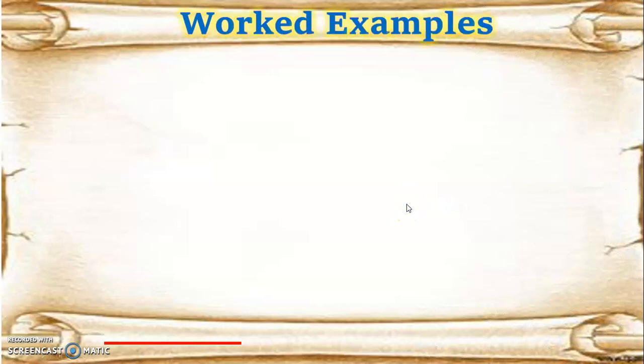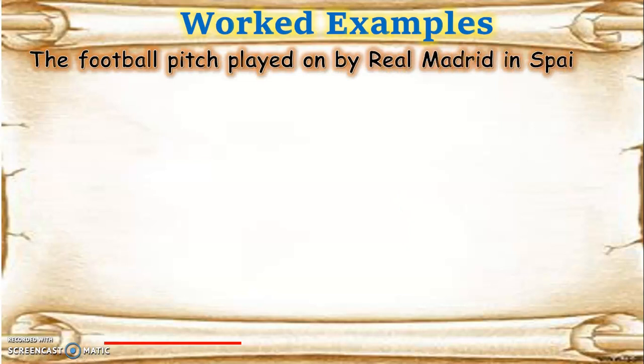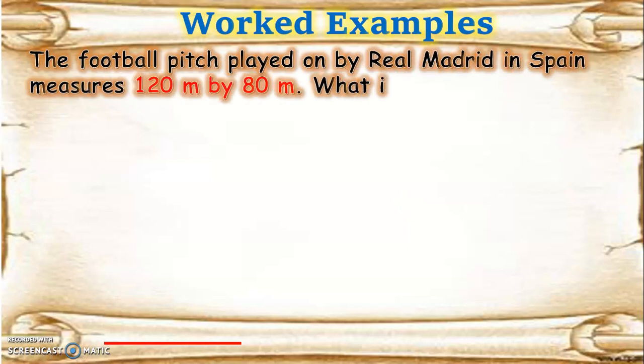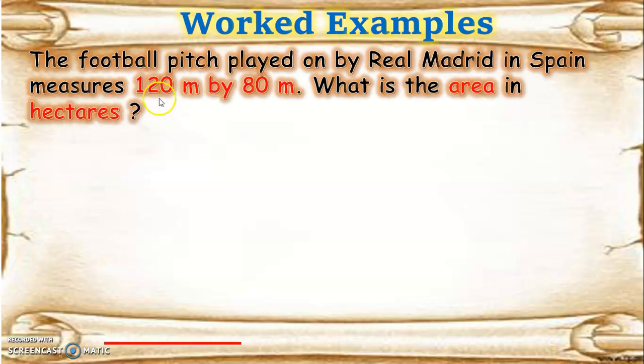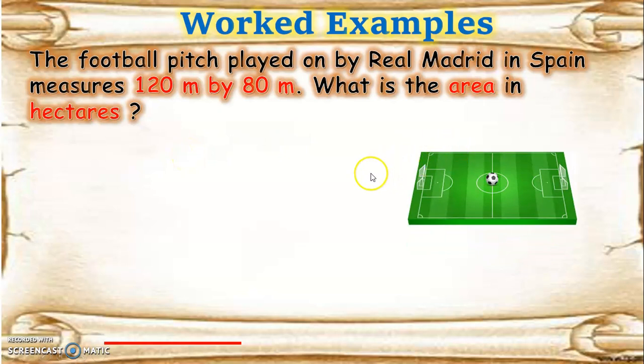Let us have a work example. The football pitch played on by Real Madrid in Spain measured 120 meter by 80 meter. What is the area in hectares? So for example, this is the football pitch. The length is 120 meter and the width is 80 meter. So we need to get the area in hectares.